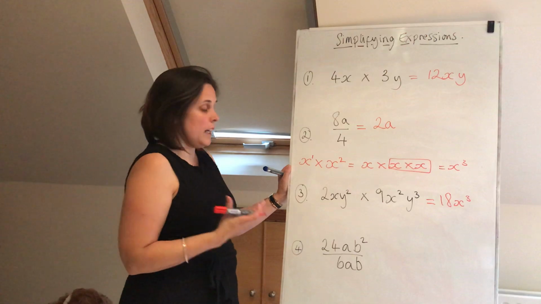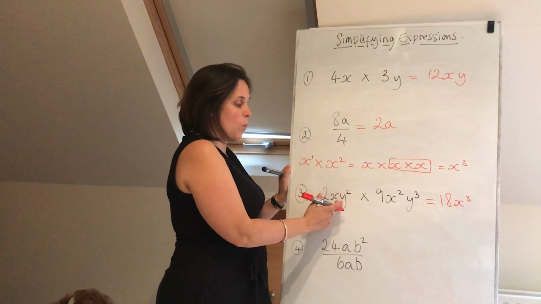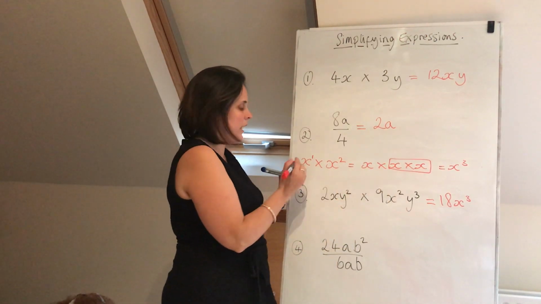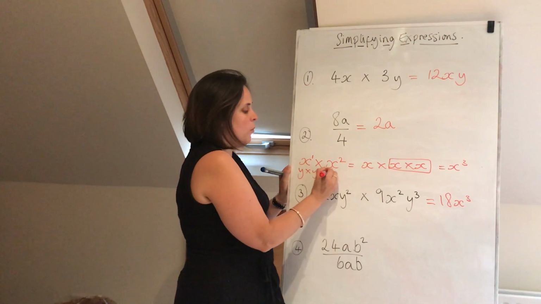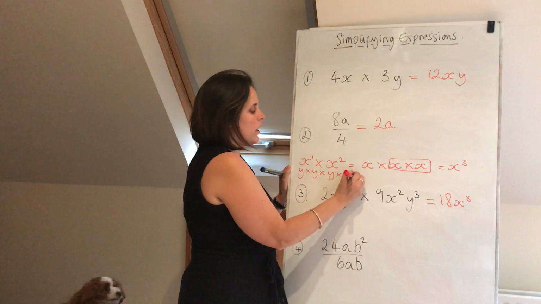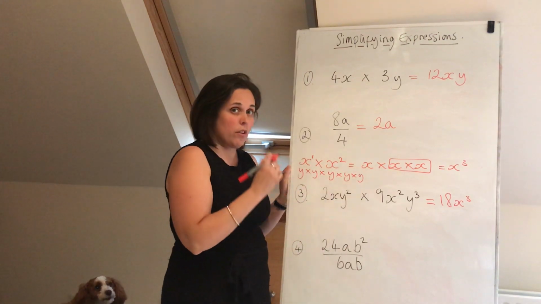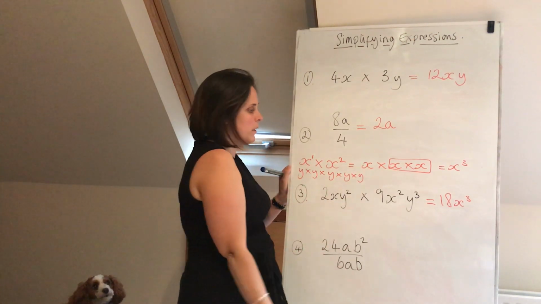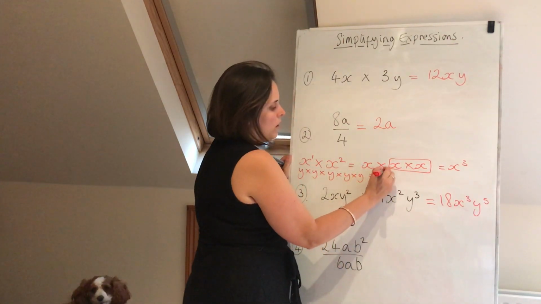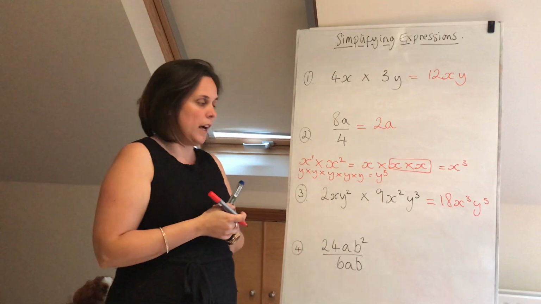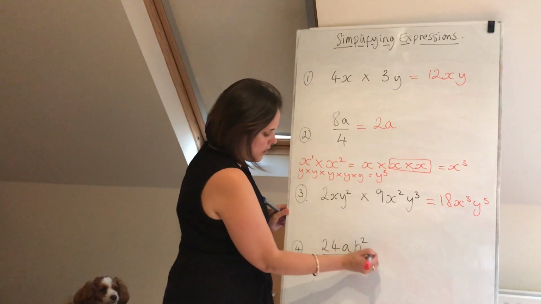We use the same technique then with the y's, so here we've got y squared and y cubed, and again if I write that out, y squared would be y times y, and y cubed would be y times y times y. So altogether I've got 5 y's multiplied by each other. So that gives me y to the power of 5. Okay? Last question here, number 4.